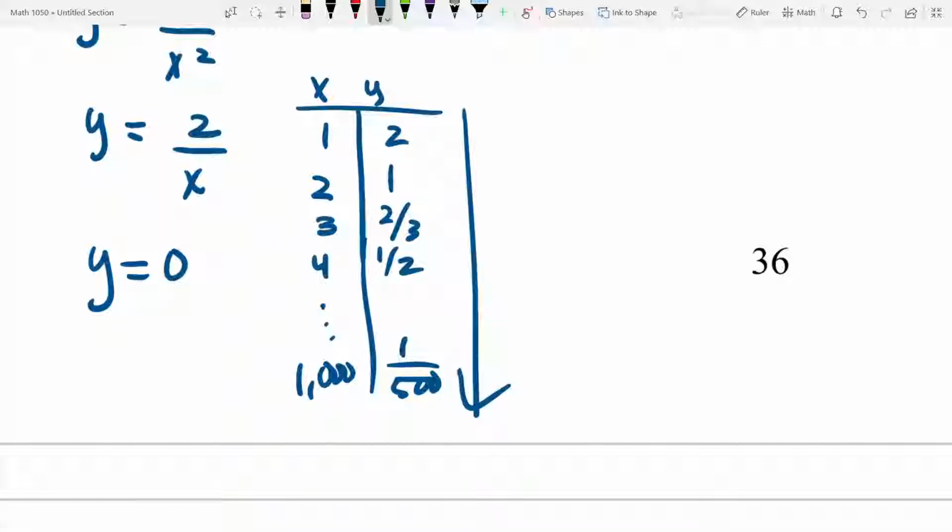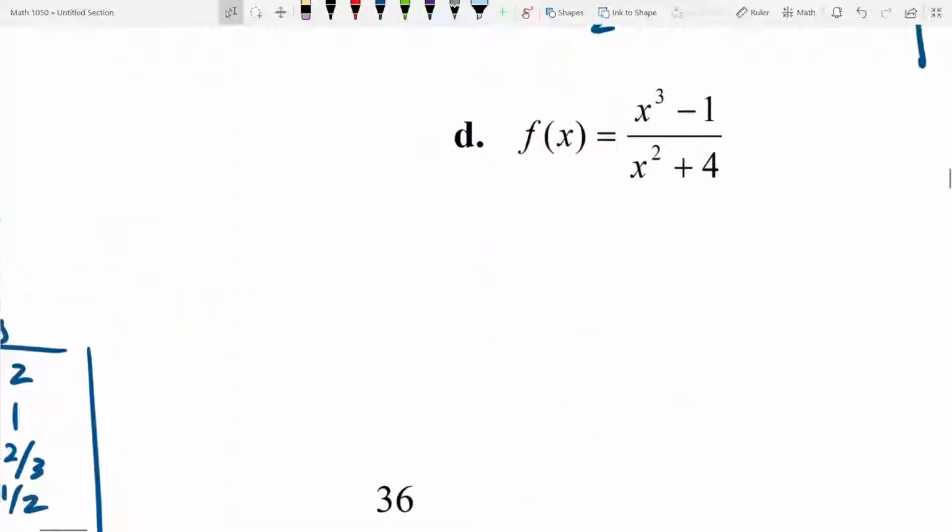What is my y approaching? It's approaching 0. So just know, if you have x's on the bottom, as the x's get bigger, it's going to approach 0. Okay? Okay, let's do the next one.